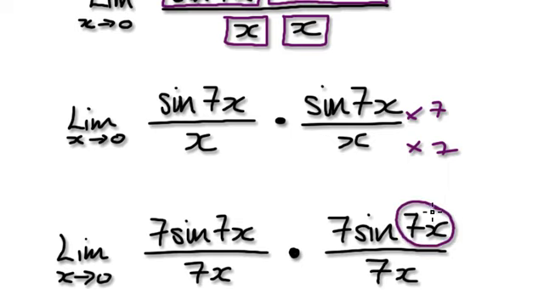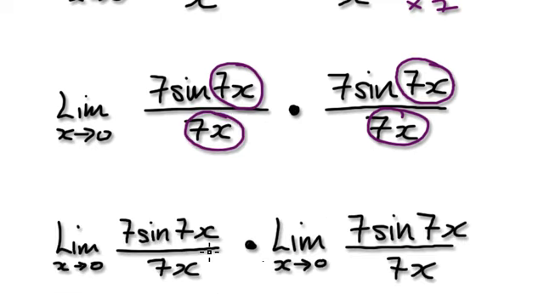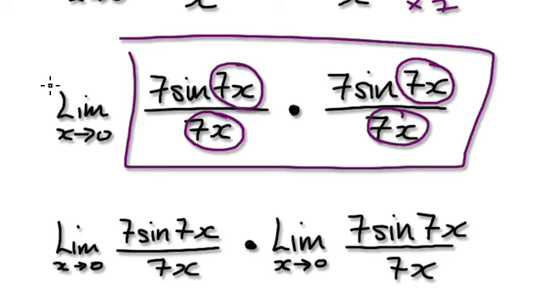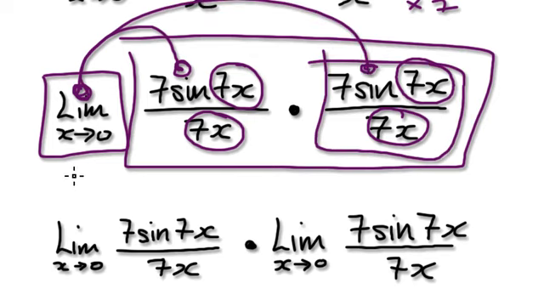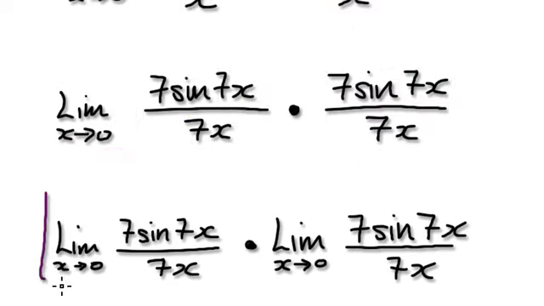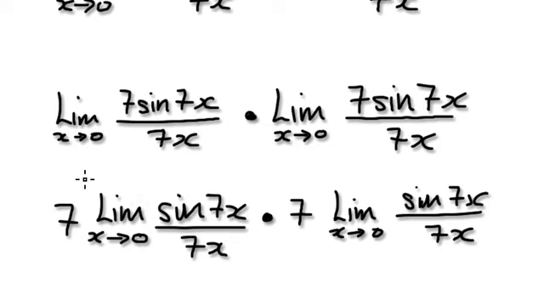So the aim is to get this to be the same as this. The aim is to get this to be the same as this. Okay, and then at the moment, you're trying to take the limit of this whole thing. Here, just take the limit of this and then multiply with the limit of this. Okay, so that will take you to here, and then you can take the 7 out here.